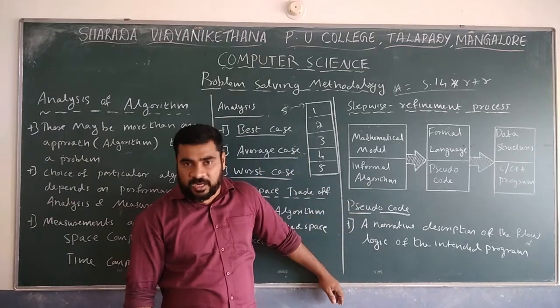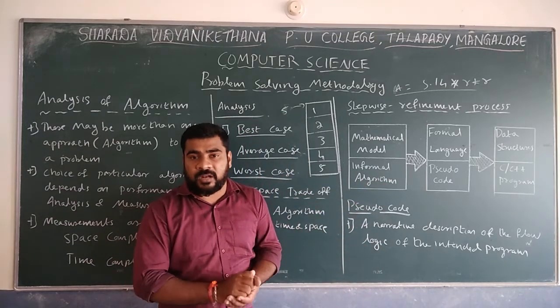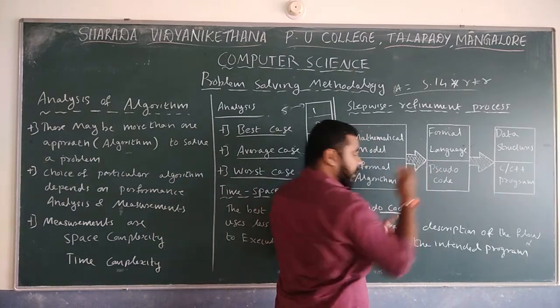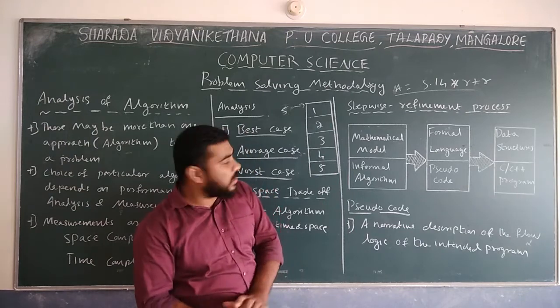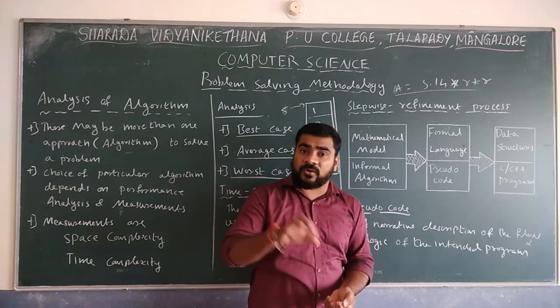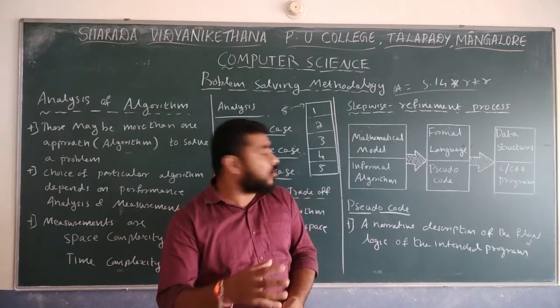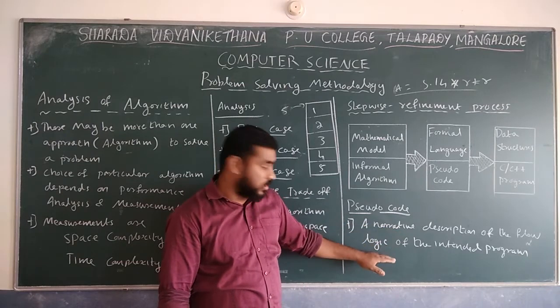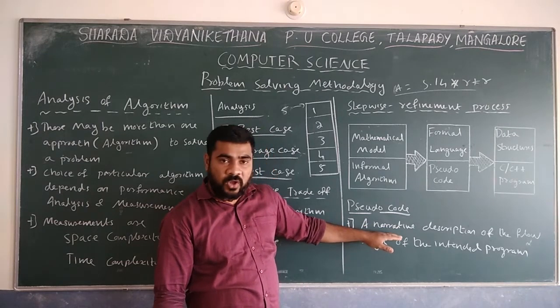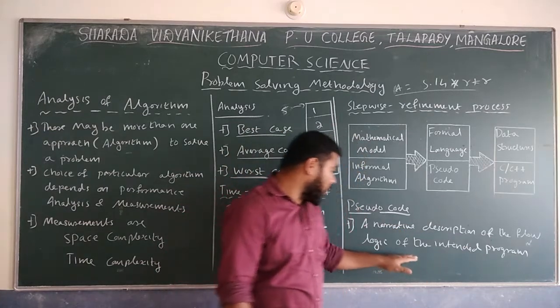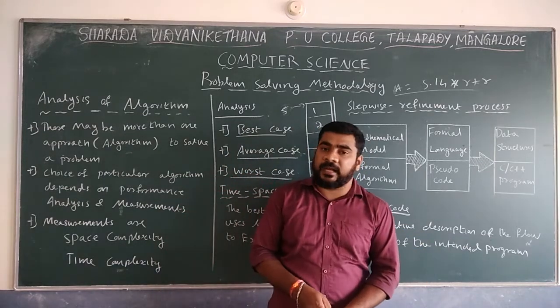It's an informal algorithm. After the informal algorithm, you should go for the next step. In the next step, you have to develop the pseudocode. Pseudocode means, here I wrote pseudocode: it's a narrative description of the flow logic of the intended program.